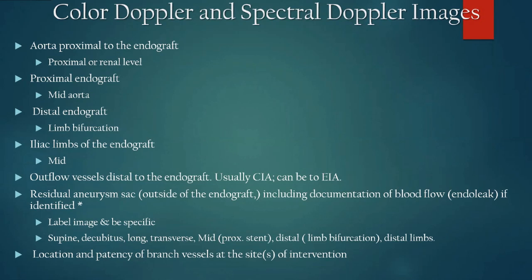We're going to also evaluate the residual aneurysm sac in color and power Doppler. And this is important when you're doing your images of the residual aneurysm sac looking for endoleak. It's important to be specific on your labeling for location. Whether you're in supine or decube, it's always good, of course, to label sagittal or transverse, and where exactly you are at that location, like distal at the limb bifurcation.